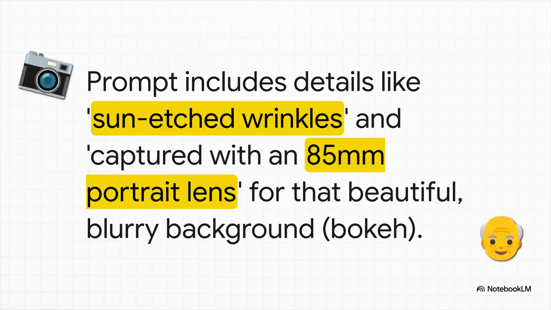So let's put that recipe to the test. Look at this prompt. We've got the shot type, a photorealistic close-up portrait. We've got the subject details, an elderly Japanese ceramicist with sun-etched wrinkles. Love that. But here's the kicker, the real pro move. Captured with an 85mm portrait lens. You see that? That's the secret code that tells the AI, hey, I want that beautiful, creamy, out-of-focus background. You know that professional bokeh effect? That one little detail changes everything.